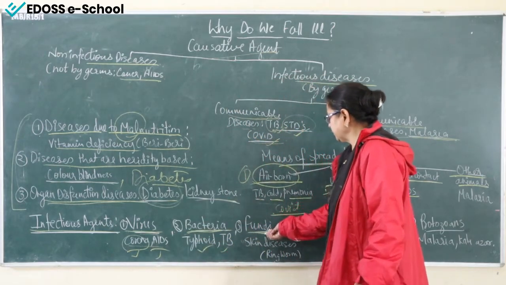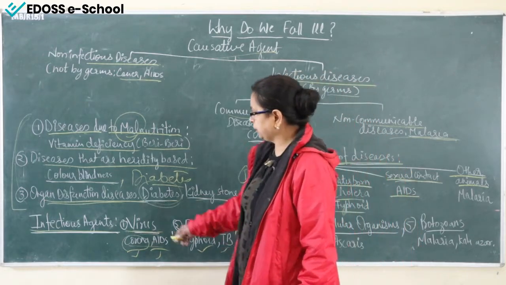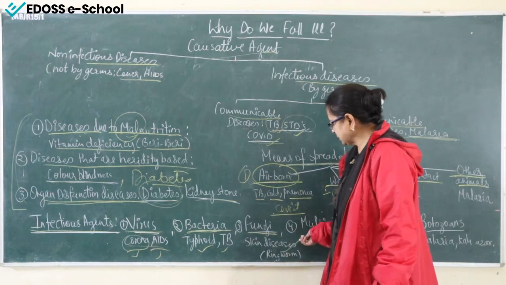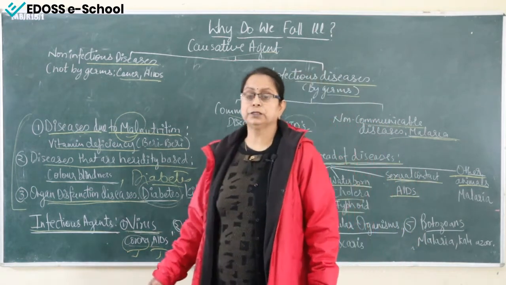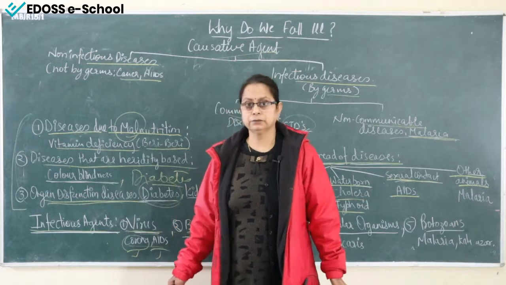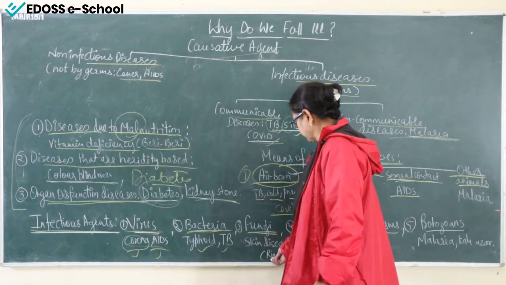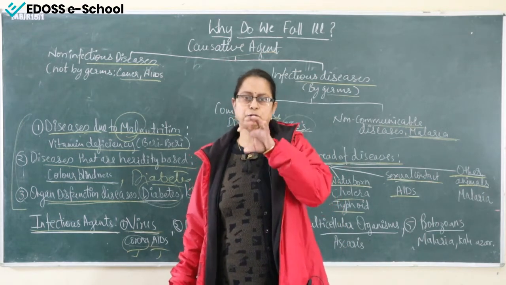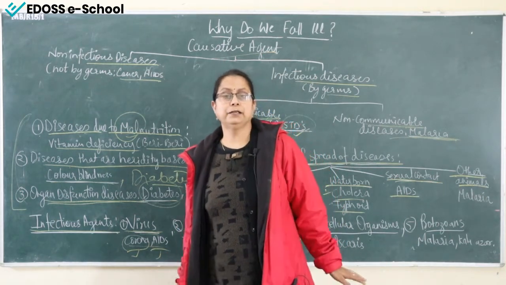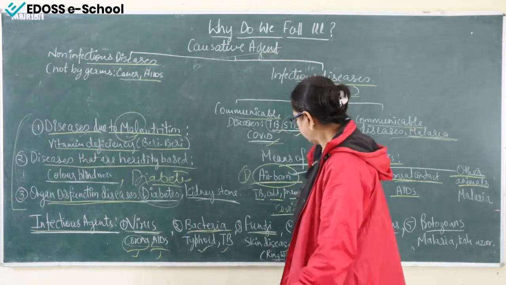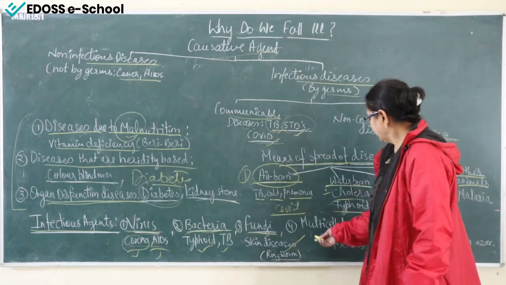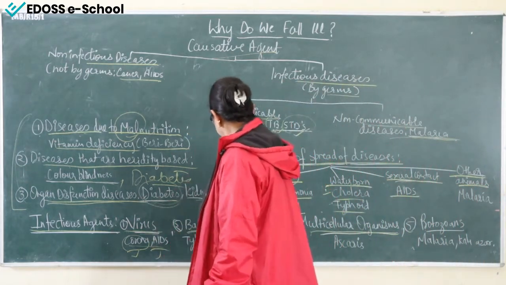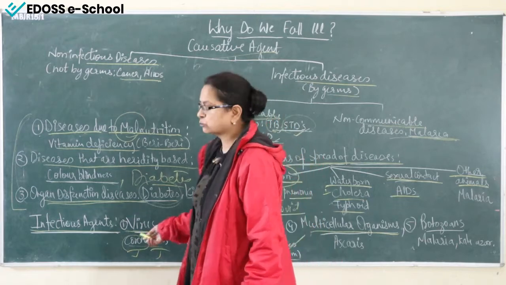Another category is the fungi. Another microbe or infectious agent is the fungi. Fungi examples: all the skin diseases are due to fungal infection. And the very common one is ringworm. You must have heard this name, ringworm. The patches that occur in the form of a ring on the skin. So all the skin infections are fungal infections. Other than the fungi, multicellular organism, these three, virus, bacteria, fungi, they are the microscopic organisms.